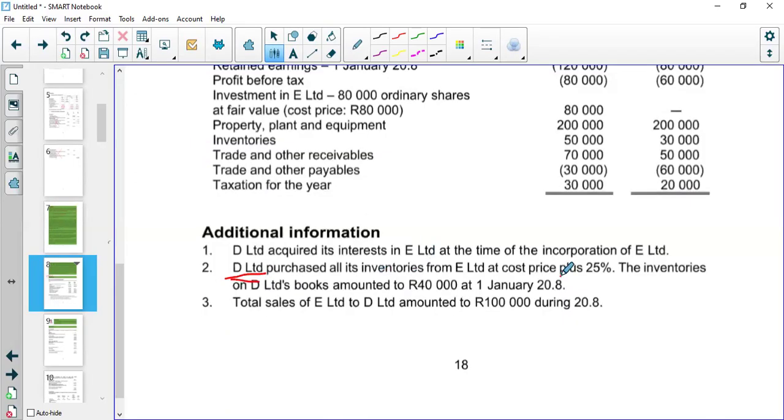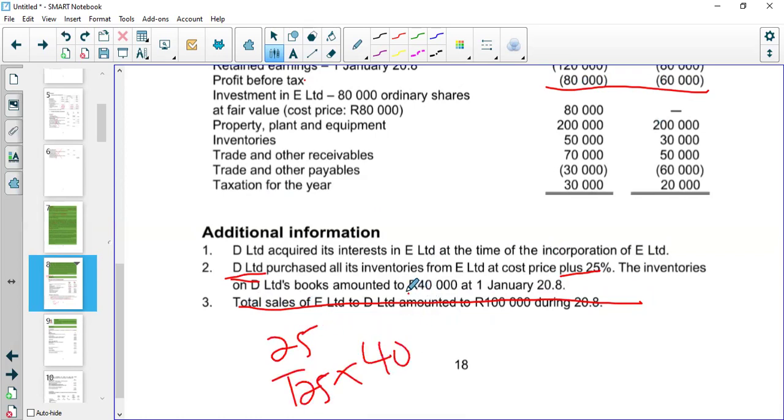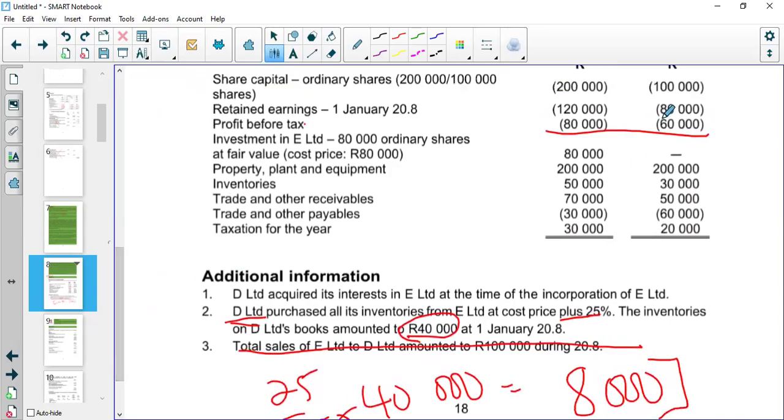Right, so they sell, the cost is 25%. Now we're coming from profit before tax. It's 80 and 60. So there's no need for us to adjust for sales because it's a zero. Now what do we do here? We start with 25 over 125 multiplied by 40,000. This is at the beginning of the year. So 8,000 has to be added to the profit of the subsidiary.